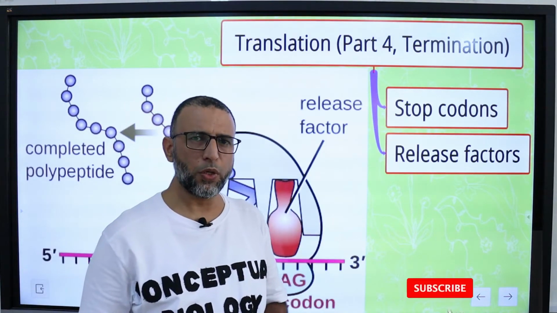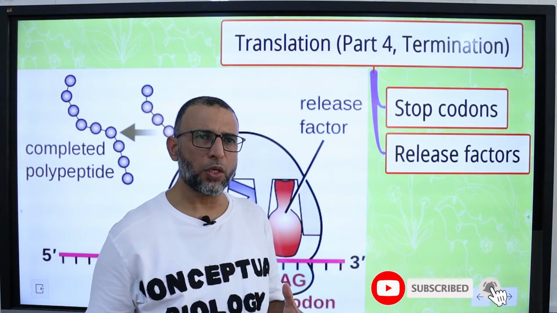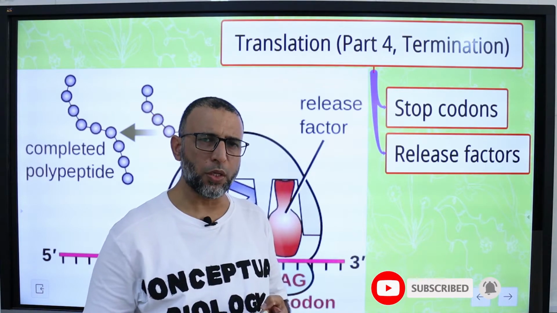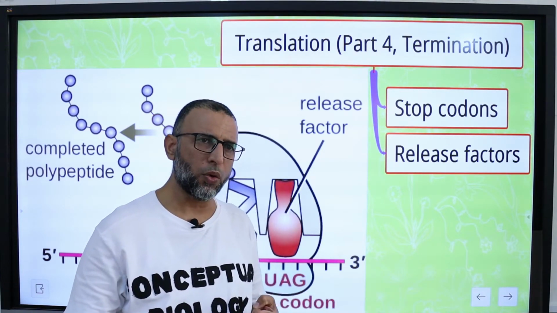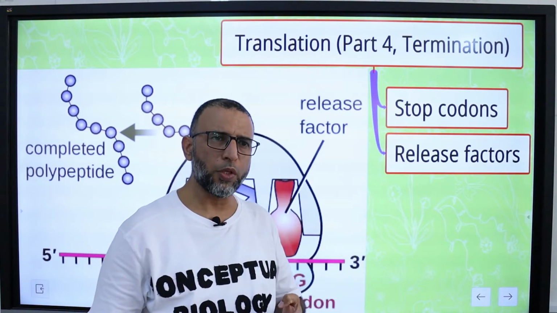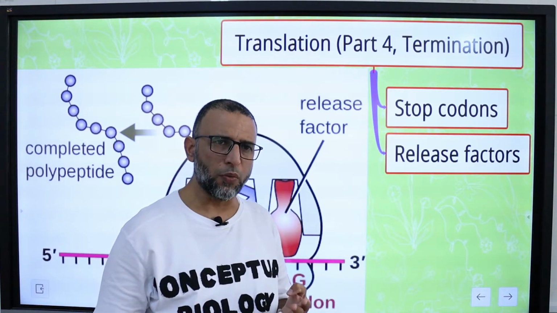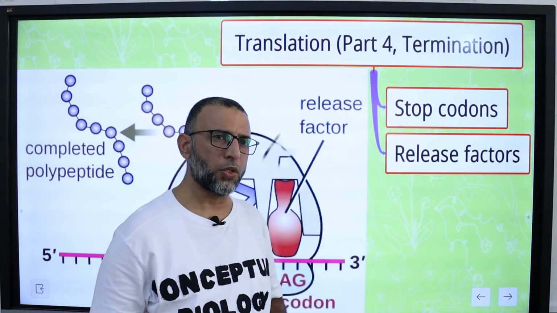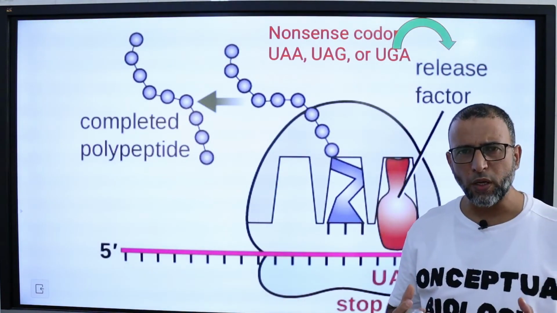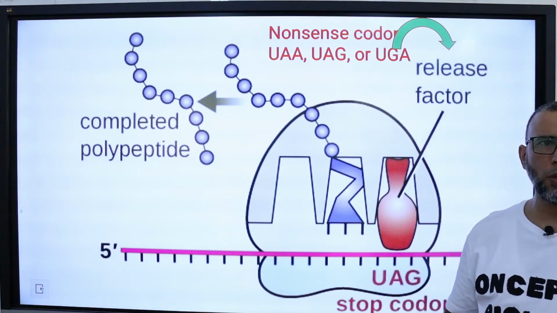In the previous video, we discussed elongation that includes the matching of tRNA anticodon with messenger RNA codon, peptide bond formation and translocation of ribosomes. In this lecture, we focus on termination. Termination is the final stage of translation.